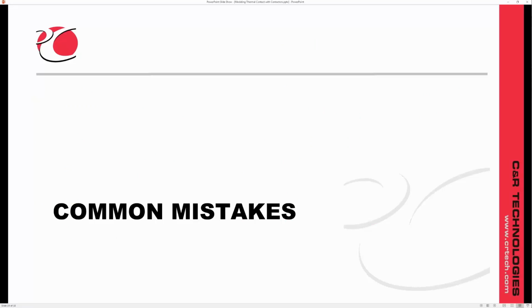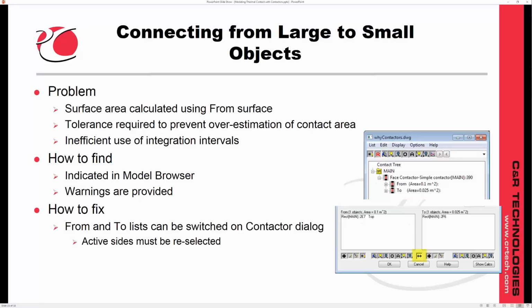Now, the next topic I'll go over is some common mistakes. The first common mistake, and I mentioned this earlier, is that I tend to go from small objects to large objects, and the mistake is to connect from large to small. The problem with this is that the surface area is calculated using the from surface. So it requires using the tolerance to prevent overestimation of the contact area. And then all those failed test points are inefficient uses of your integration intervals.